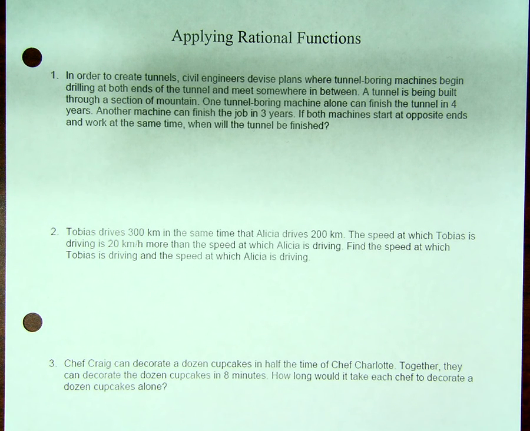In order to create tunnels, civil engineers devise plans where tunnel boring machines begin drilling at both ends of the tunnel and meet somewhere in between. A tunnel is being built through a section of mountain. One tunnel boring machine alone can finish the tunnel in 4 years. Another machine can finish the job in 3 years. If both machines start at opposite ends and work at the same time, when will the tunnel be finished?